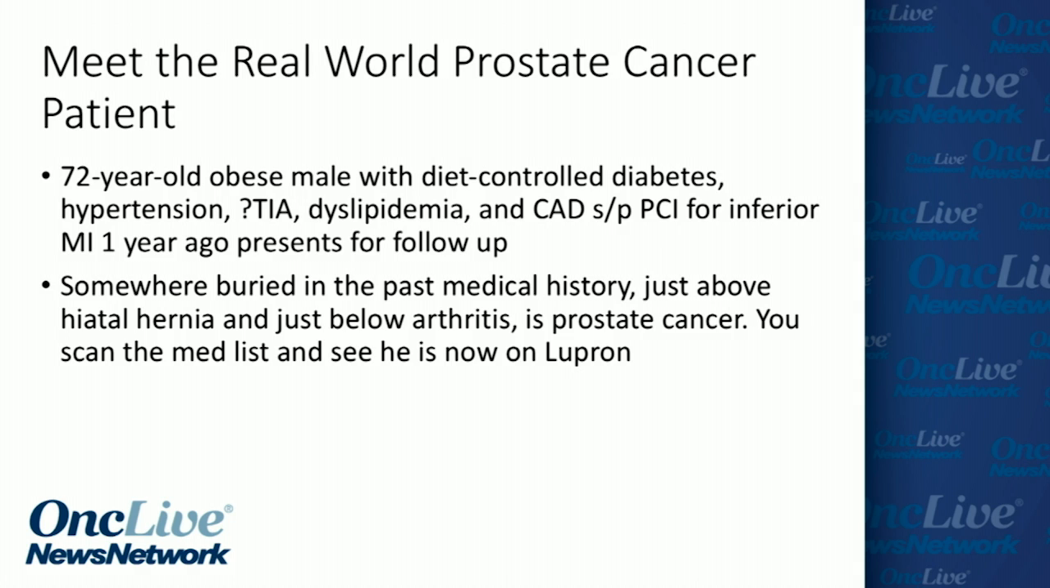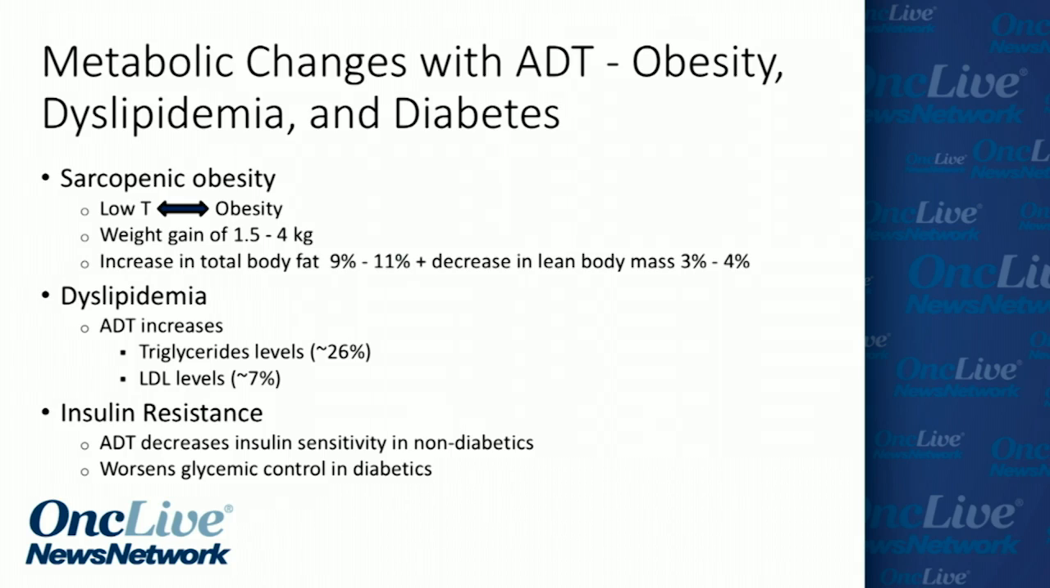Now, I'm lucky that I work in a cardio-oncology setting, and so I would know that this patient has prostate cancer and their intended therapy, or what is their past oncologic therapy. But most of the time in a community setting, you will see somewhere buried in their past medical history, just above hiatal hernia and just below arthritis, that the patient has or had prostate cancer. And when you scan the med list, and if you do that very carefully, you will see that he is now on Lupron. And more than that, we oftentimes don't have any more information than that.